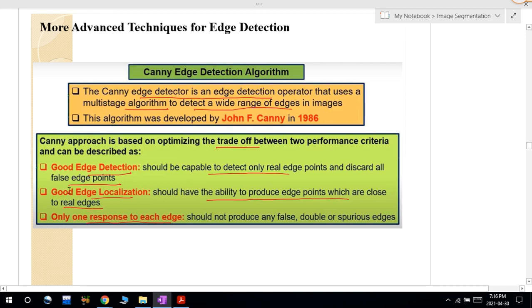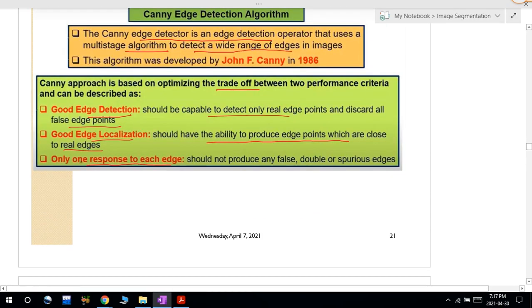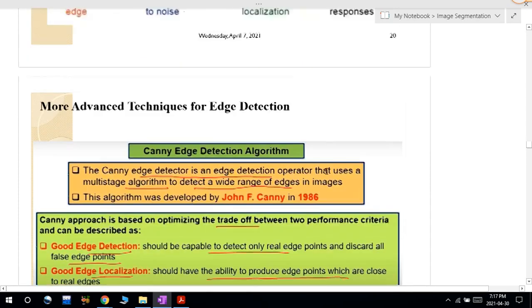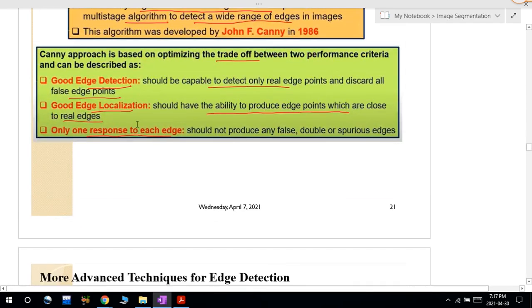It should not produce results like here. If I have this one, it is poor localization, because our actual edge is this one, but I am getting these 2 extra points. And the detector should give only one response to each edge, and should not produce any false or double or spurious edges. Like here, the actual edge is this one, but I am getting all these extra points, which give a double edge kind of feeling. So to satisfy these criteria, good edge detection, good localization, and only one response to each edge, Canny used this approach.